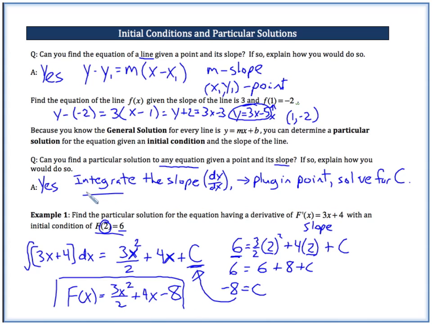Okay, so again, we just integrated the slope. We plugged the point into the indefinite integral, and then we solved for c and plugged that right back in.